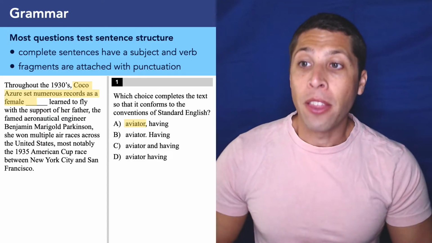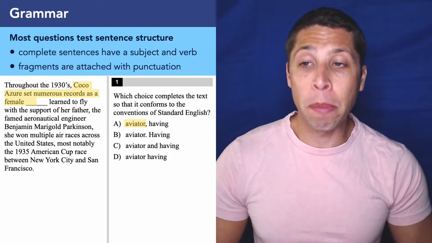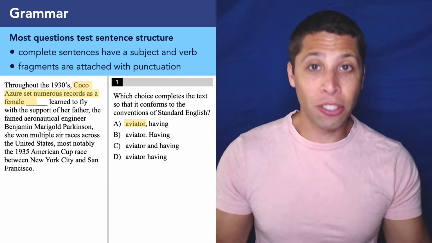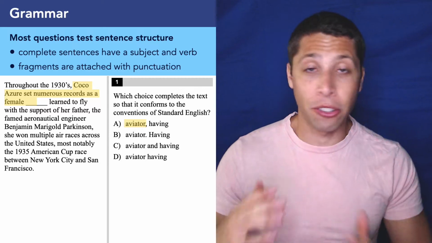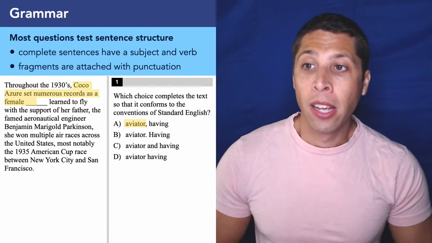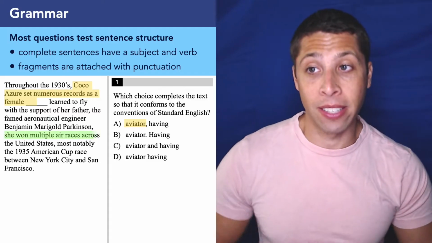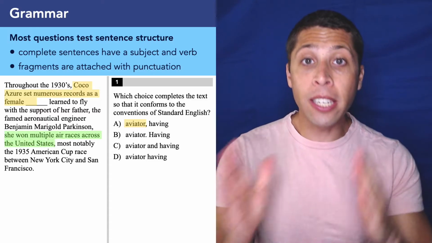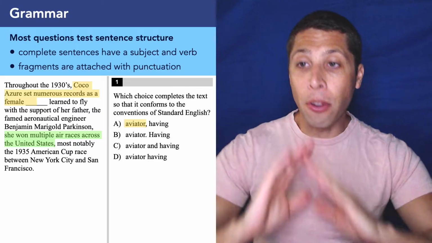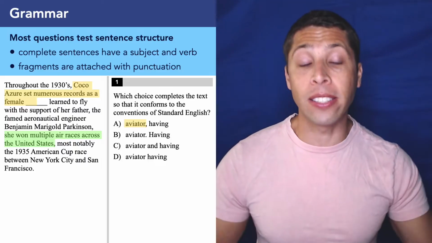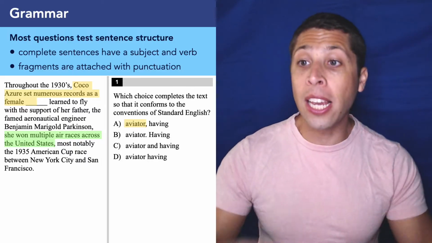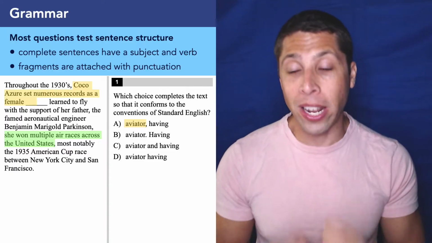Next part. "The famed aeronautical engineer Benjamin Marigold Parkinson." Well, that's just a long way of talking about a guy. There's no action there, so there's no sentence there either. "She won multiple air races across the United States." That's also a sentence. It's a separate sentence. She is the subject, won is the verb, the rest is detail, but it's still something that could stand on its own with a capital S in front of she and a period after states. We could do that if we wanted to.